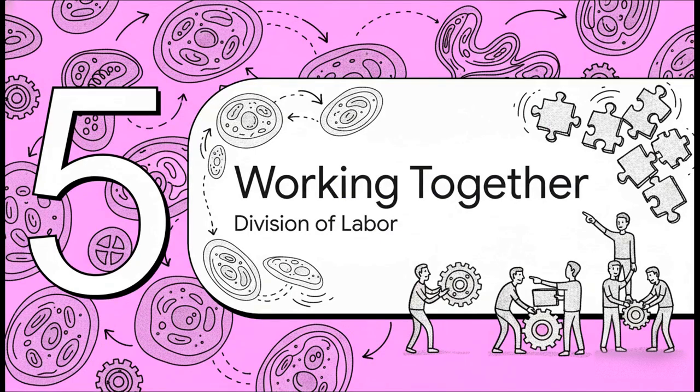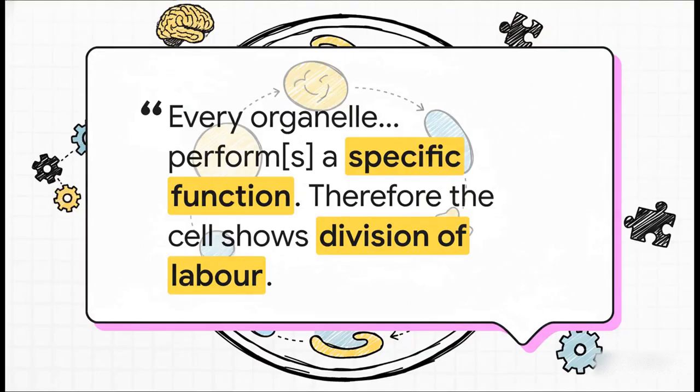So we've just met a handful of the cell's most important parts. But you know, the real magic isn't in any single one of them. The real magic is how they all work together in this perfect system. It's called division of labor, and it's a symphony of specialization. This quote from our source material really just nails it. A cell is not just a random bag of stuff. It's a highly organized, super efficient society where every single part, every organelle, has a very specific job to do.